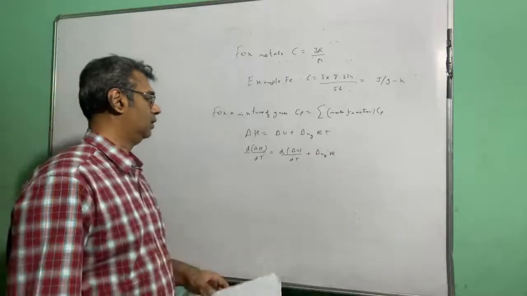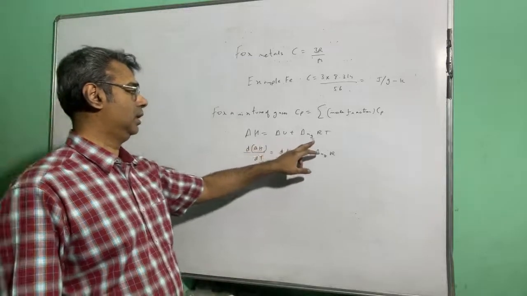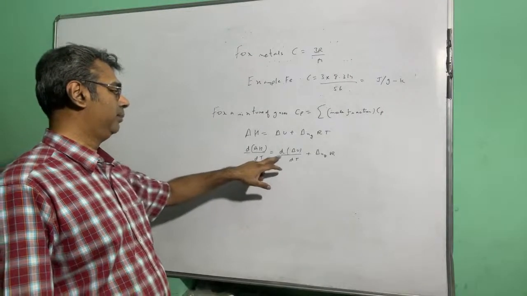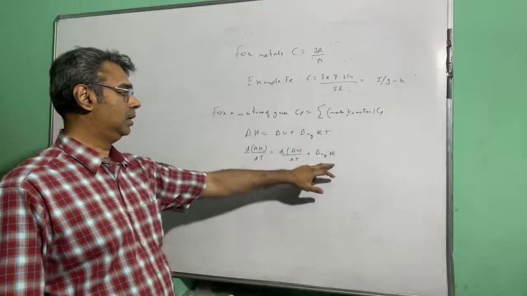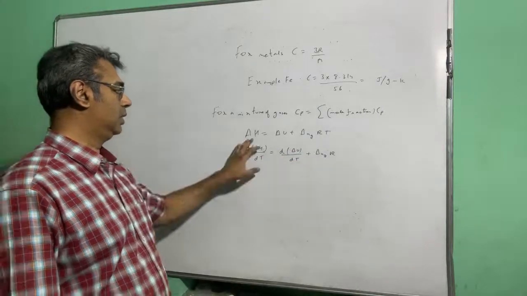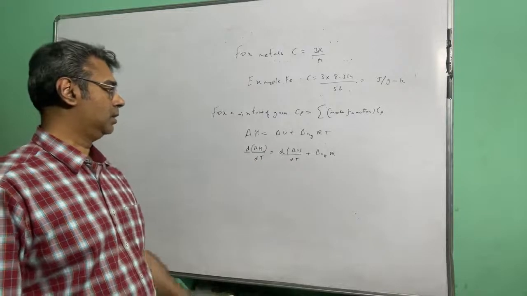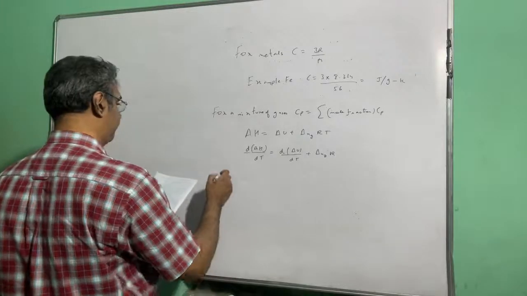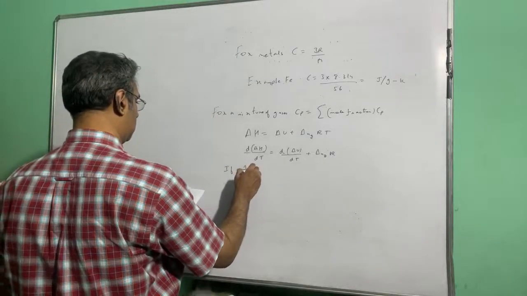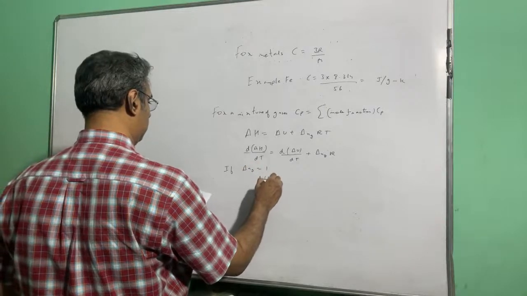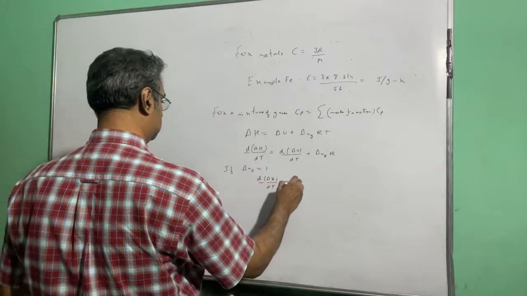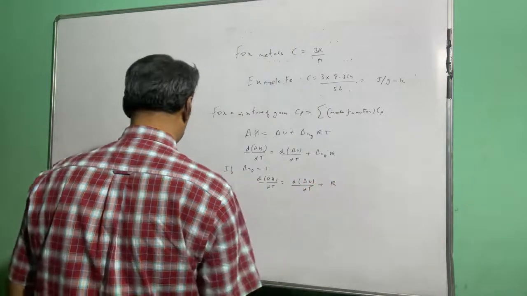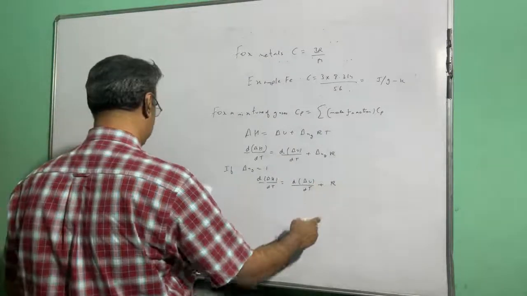Now you know the first law of thermodynamics: delta H is delta U plus delta Ng into RT. If you differentiate both sides, d(delta H)/dT is equal to d(delta U)/dT plus delta Ng into R. This is for gaseous reactants and products. So if delta Ng is 1, then d(delta H)/dT will be d(delta U)/dT plus R.